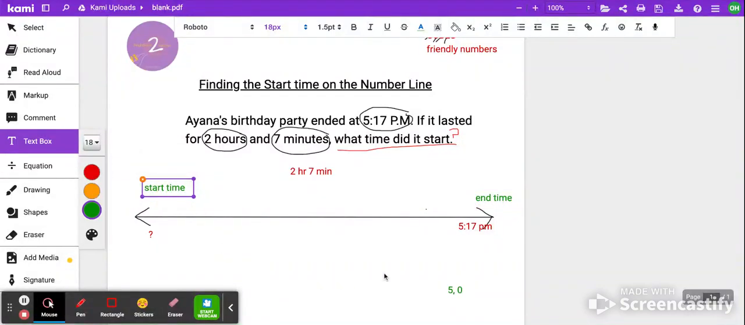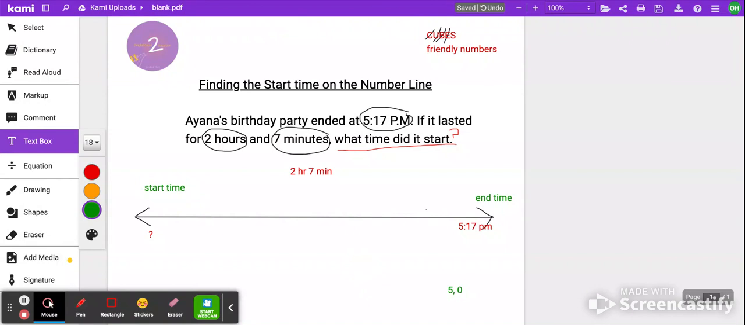So I think I understand exactly what I need to do in this problem. So now I'm going to go ahead and, as it says here, find my friendly number so I can go ahead and finish solving this. The time that this birthday party ends is 5:17. So I see 17 here. I'm going to subtract so that instead of it being a 7 here, there's a 5.